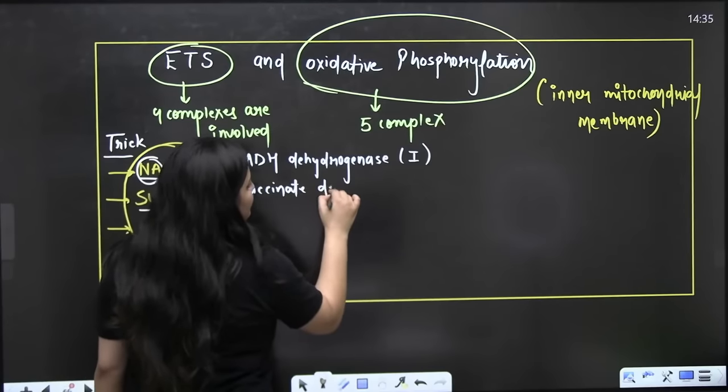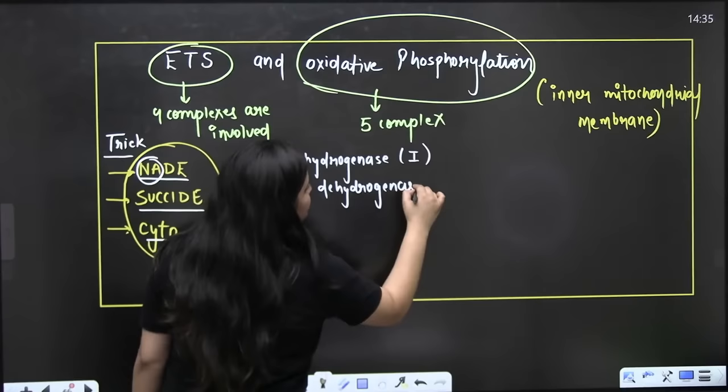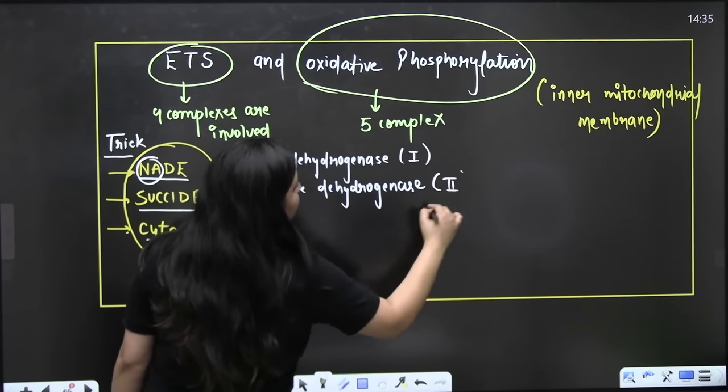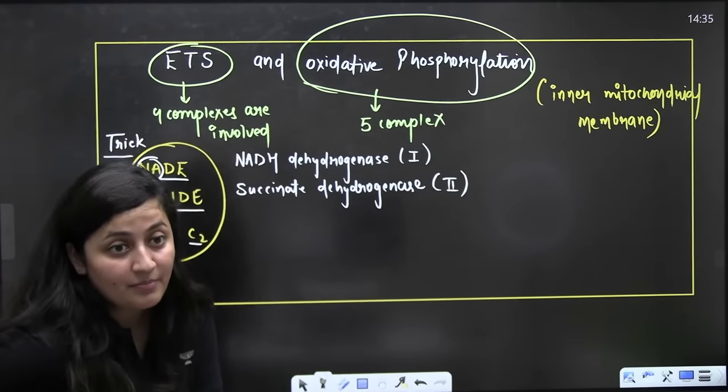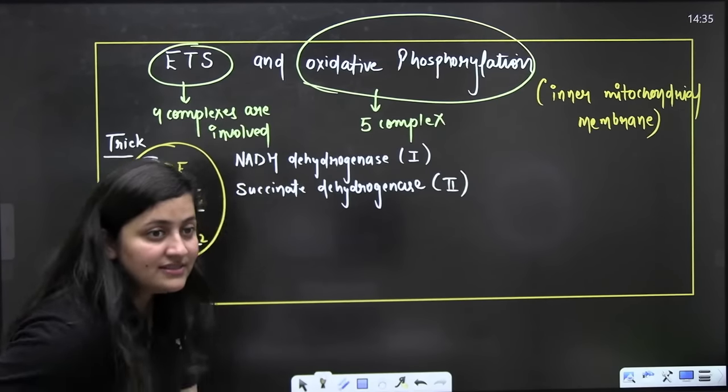I just told you that in the Krebs cycle, only succinate dehydrogenase is present in the inner mitochondrial membrane. It is not there in the matrix. So this is the second complex.